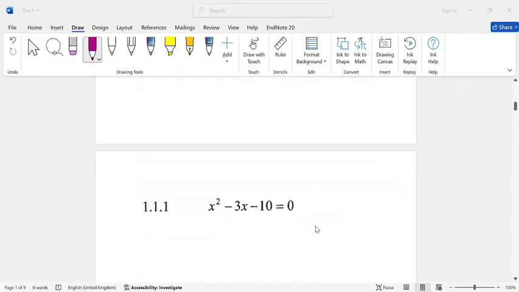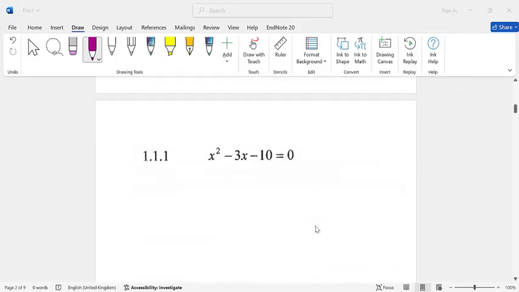So the first question we have is x squared minus 3x minus 10 equals 0. We are going to factorize this equation and get the values of x. I take two numbers: when I add them, the answer will be minus 3x, and when I multiply these numbers, the answer will be minus 10.